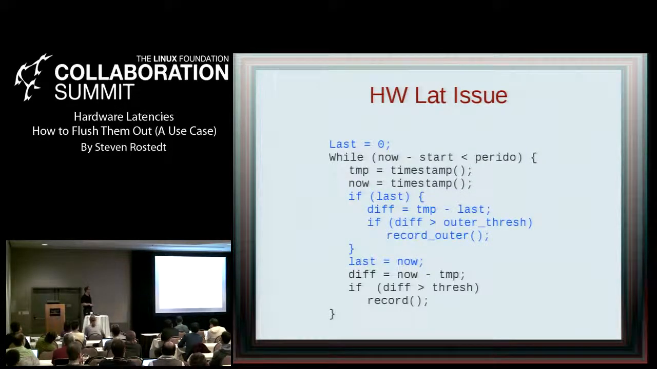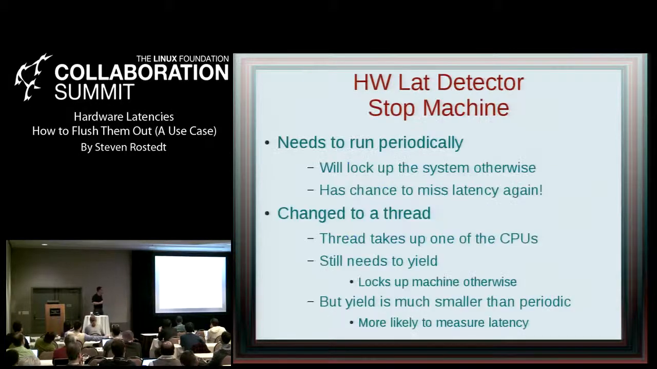So I modified the code. I put in a little check: if last is not zero, then I just do a diff and update last to now. So now I'm also checking from now all the way up to the next timestamp. So I check both locations. I call this the outer threshold, and I record it as an outer loop. Sometimes you might want to give the outer threshold a slightly different time, but you catch both sides. And this actually caught something.